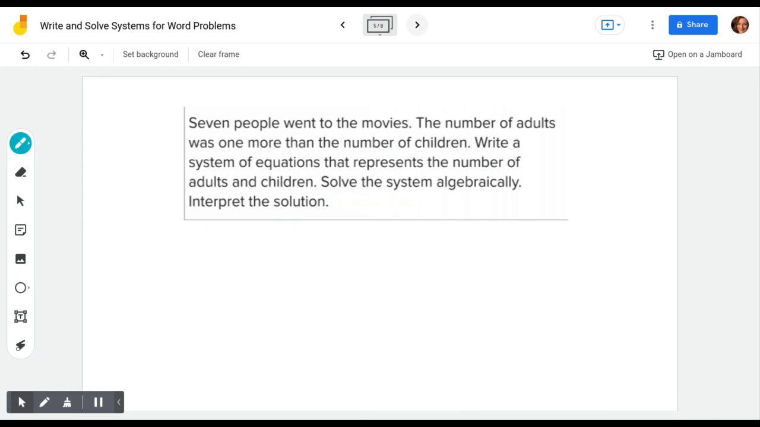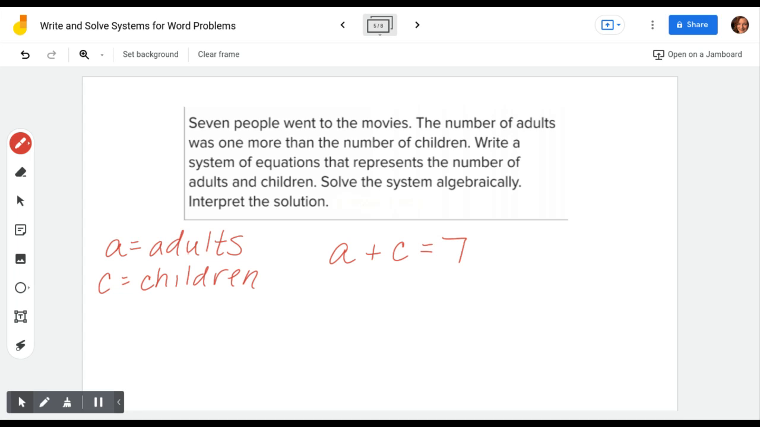Got 3 more, I believe. 7 people went to the movies. The number of adults was 1 more than the number of children. Okay, hold on a minute. So I'm dealing with adults, I'm going to use A, and children, I'm going to use C. And I know that there were 7 people total. So adults plus children, A plus C equals 7.